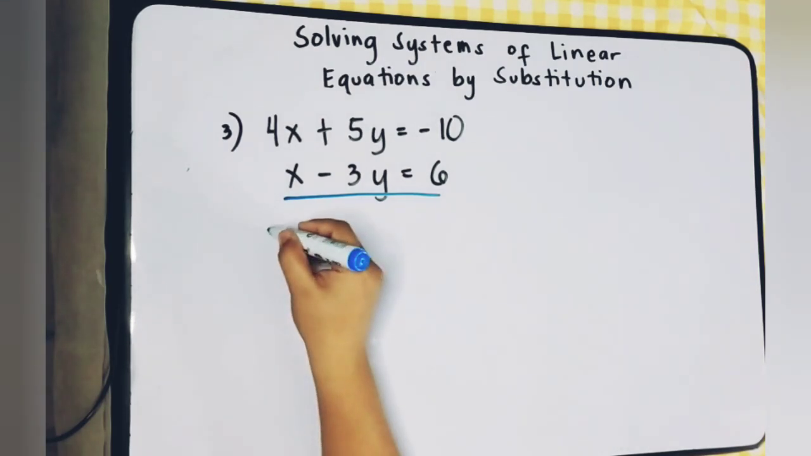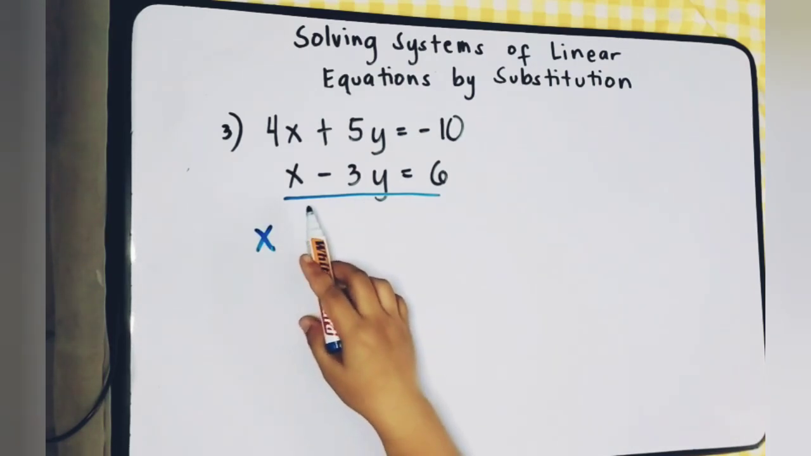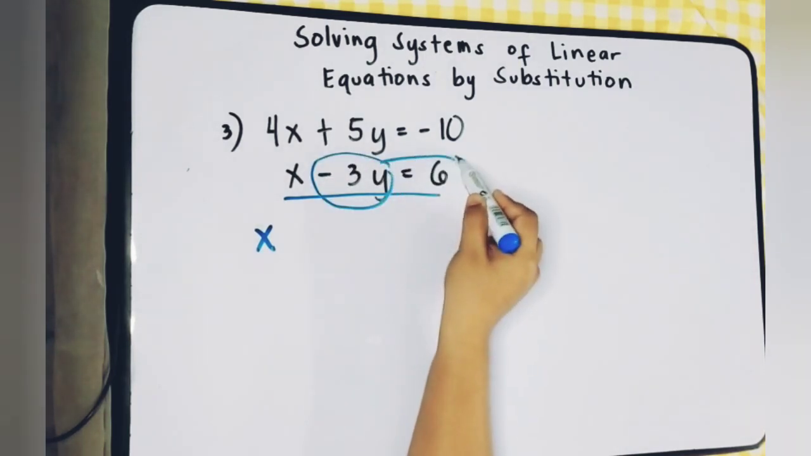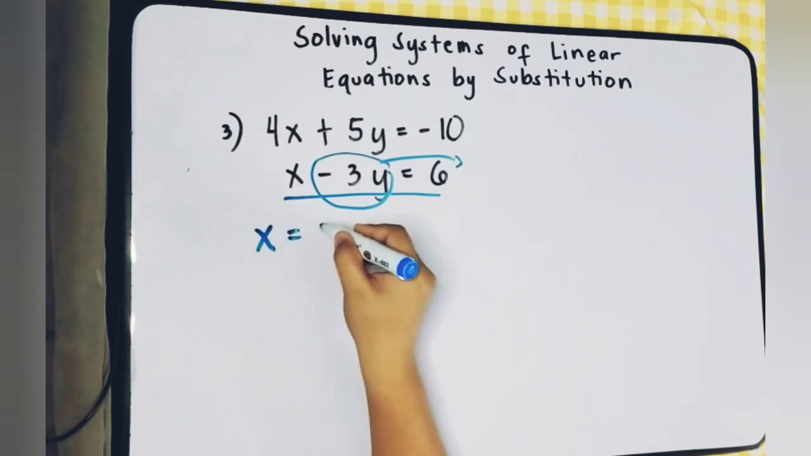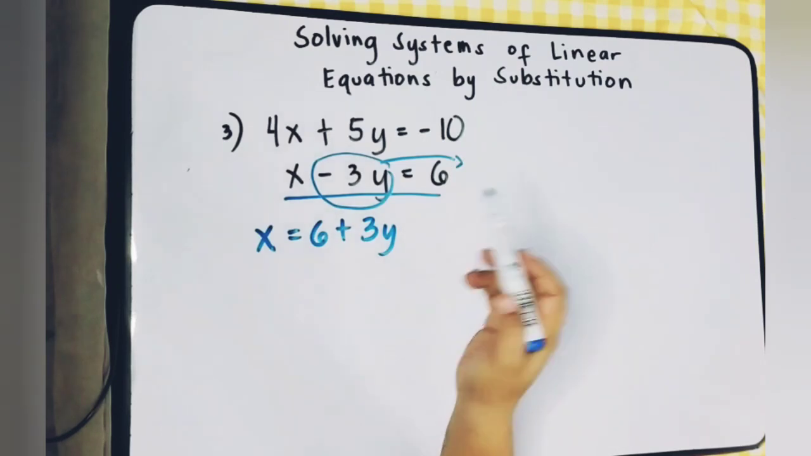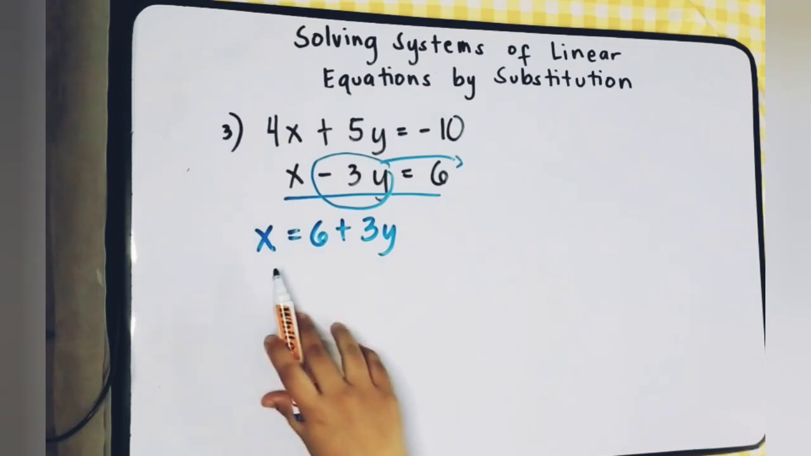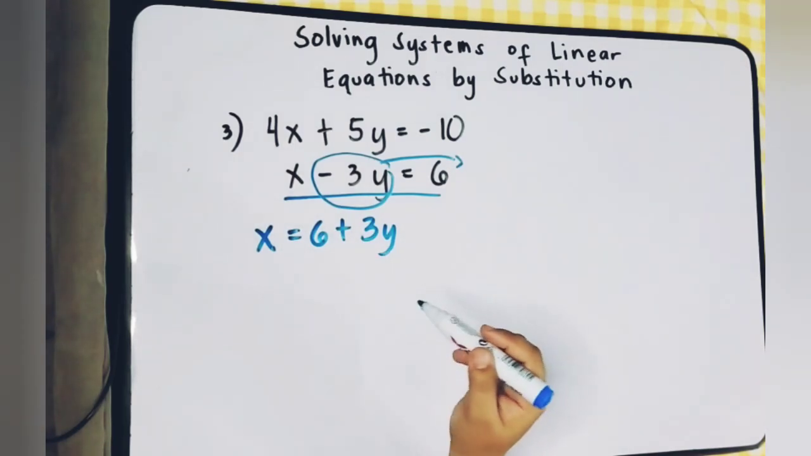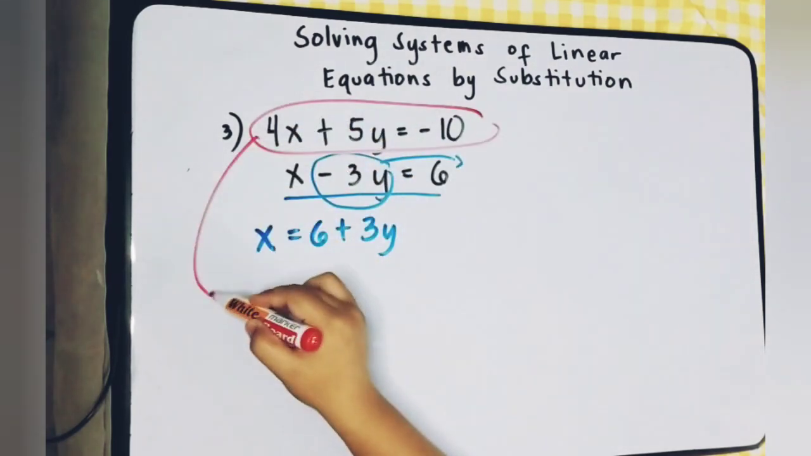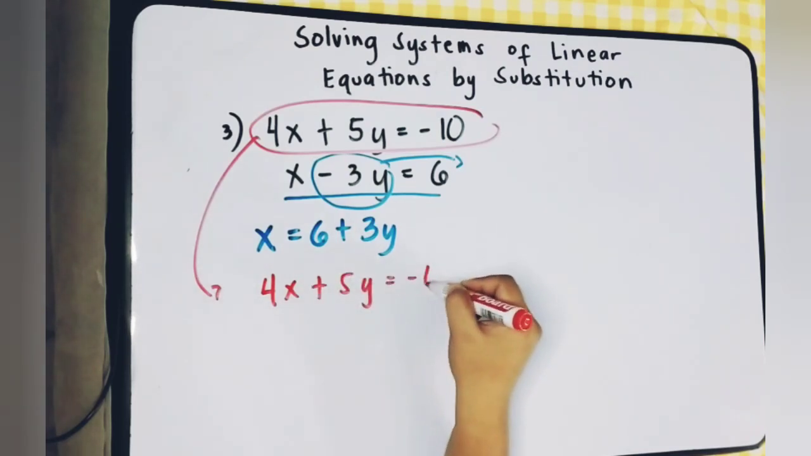Okay? So, ano ngayon yung value ni x? So, since, diba, isolate natin si x. Since this is x minus 3y, so we will transpose negative 3y to the other side of the equation. So, it will become x is equal to 6 plus 3y. So, it means that the value of x is 6 plus 3y. Okay? So, now, since we use the second equation, doon na tayo ngayon kay first equation, which is 4x plus 5y equals negative 10.